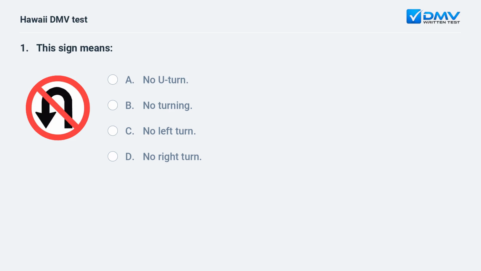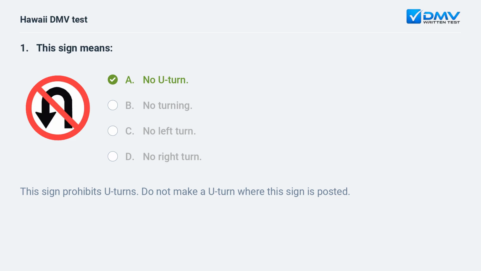This sign means A. No U-turn, B. No turning, C. No left turn, D. No right turn. A. No U-turn. This sign prohibits U-turns. Do not make a U-turn where this sign is posted.